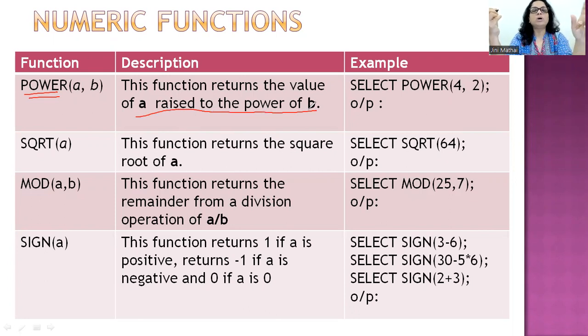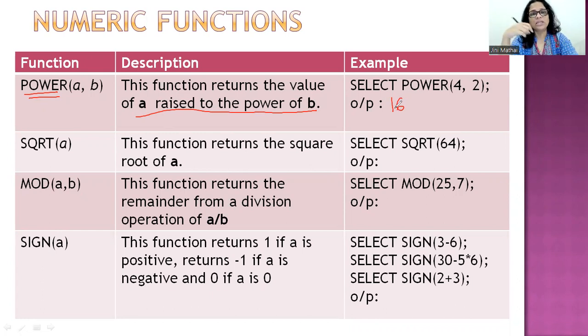So when you write power(x, y), what is it going to calculate? X raised to the power of y. Let's look at the example. I wrote select power(4, 2). What does it mean? I'm trying to calculate the value of 4 raised to 2. 4 raised to 2 is nothing but 16. So that will be your output.